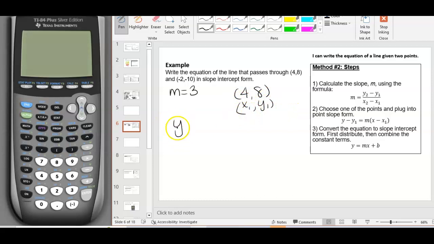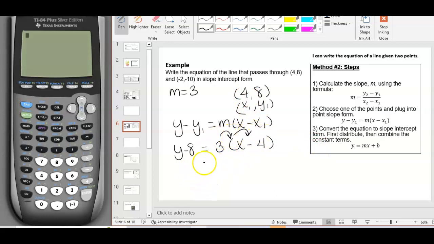So I'm going to go to y minus y1 equals m times x minus x1, and I'm going to substitute what I have. So I have y minus 8 equals m, which is 3, times x minus x1, which is 4. Now I need to rearrange this equation into slope-intercept form. I'm going to start off by distributing the 3. That gives me 3x minus 3 times 4, which is 12.